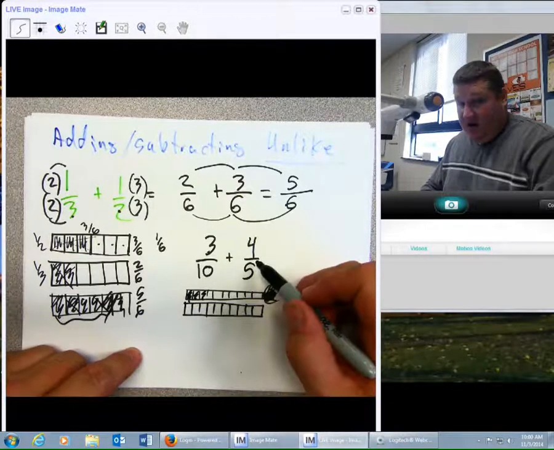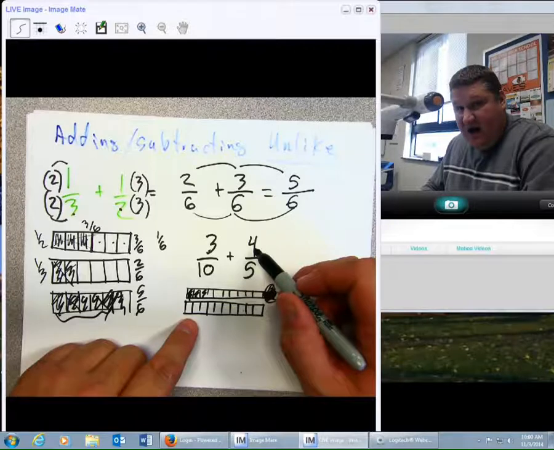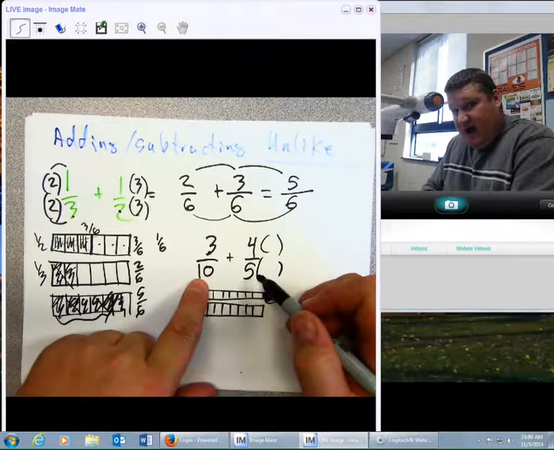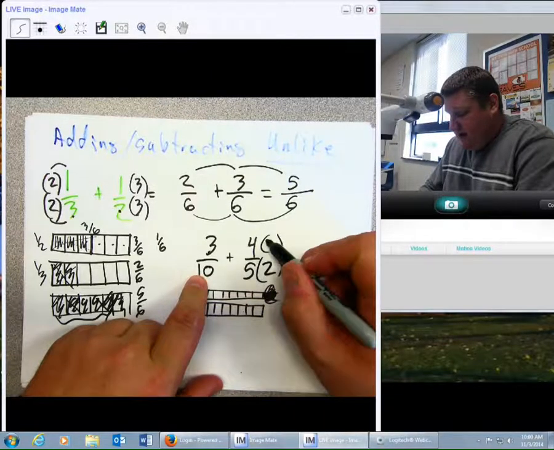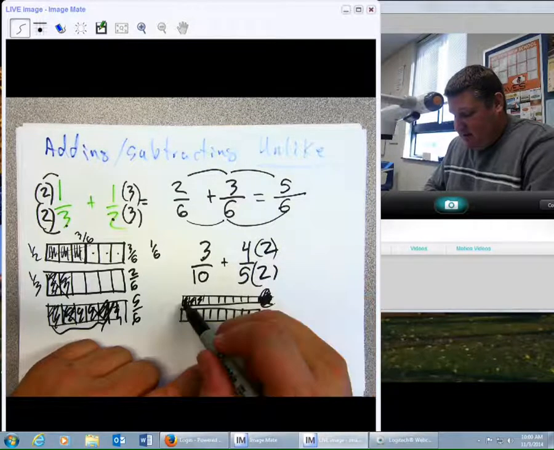I got ahead of myself. This would only be separated into groups of 5. But to put them together, I would have to say, can I turn 5 into 10? Well, I can turn a 5 into a 10 if I multiply by 2 and 2. So in this case, I'm going to have 3/10 for this one.